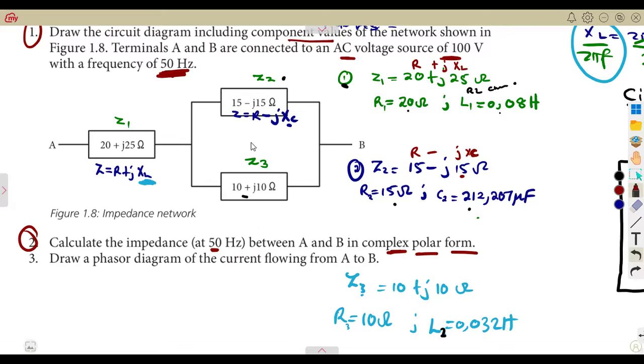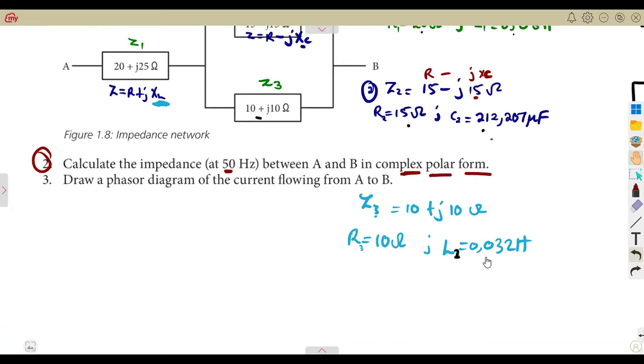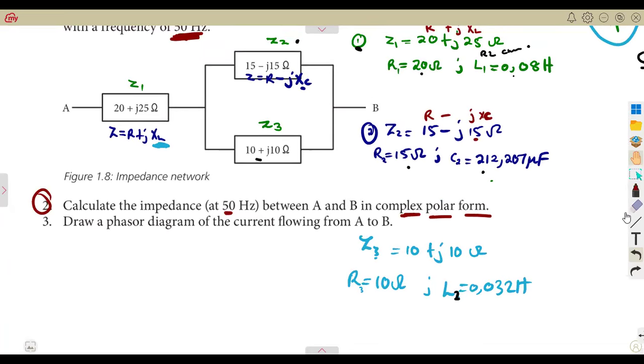Okay. We need the impedance. So guys, this is it. These impedances are already there, Z1, Z2, Z3. So the question is, how are we going to calculate the total impedance? How are we going to calculate this?